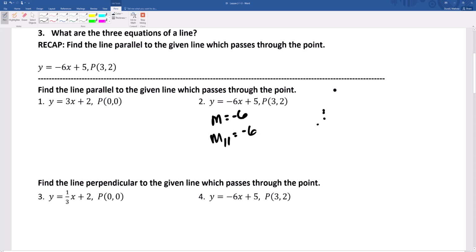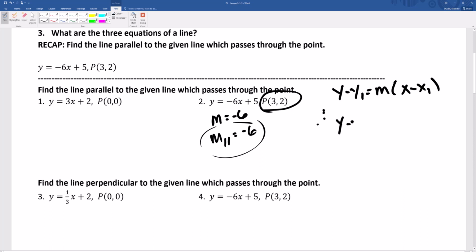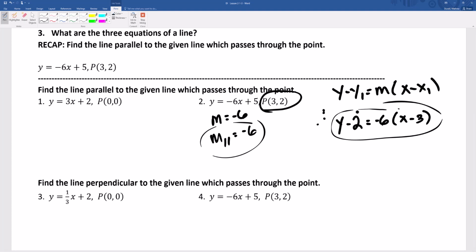Okay, to create a line, I use the point slope formula, and all I need is a point and a slope. Here's my point. Here's my slope. Plug it in: y minus y1 equals m times x minus x1. Now sometimes, like in this instance, it's just asking for a line. We created a line. Sometimes we would have to change it to y equals mx plus b or something like that. But for now, that's it. We're good.